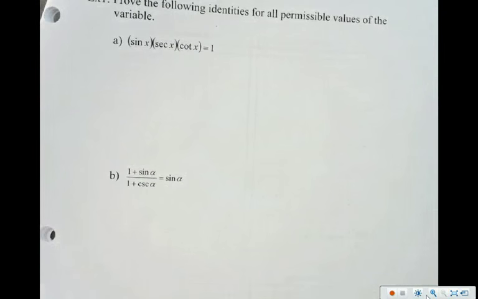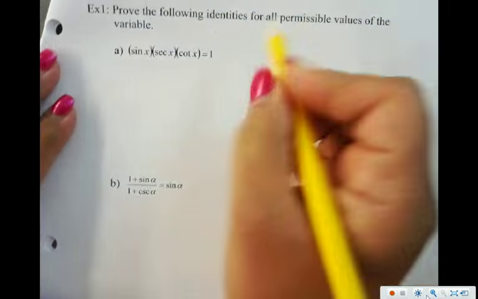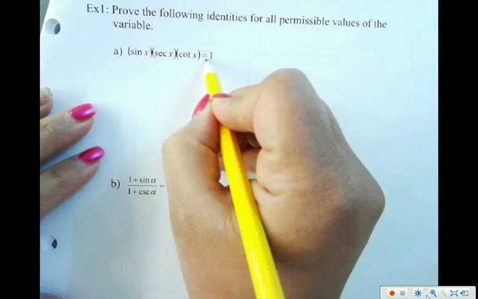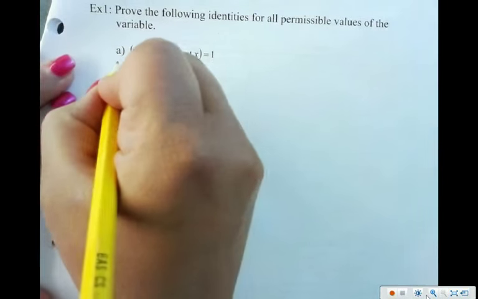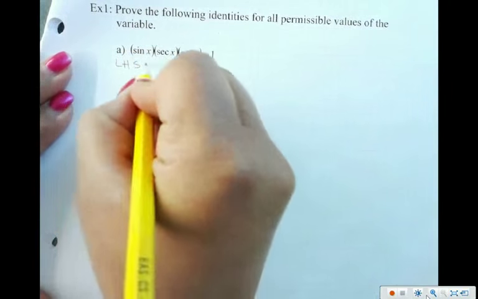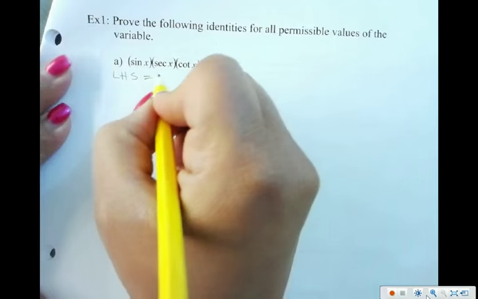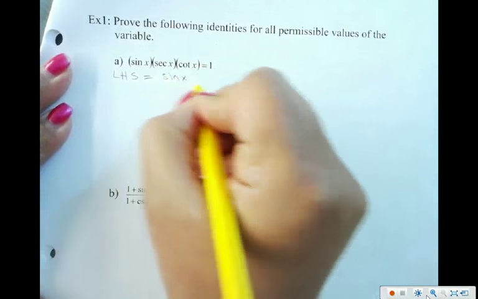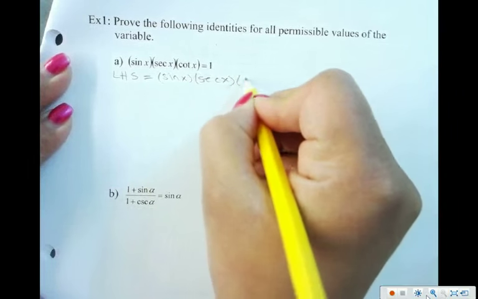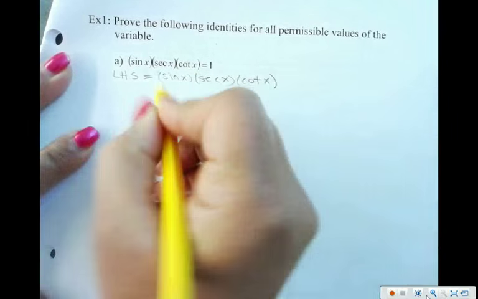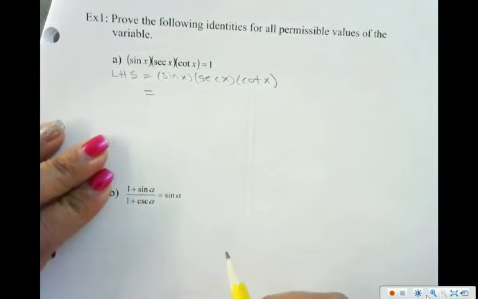Okay, so let's have a look here. Example 1. Prove the following identities for all permissible values of the variable. Well, what's the simpler side? This is the simpler side, right? Which side is this? Right. Okay, so for the left-hand side, let's start by writing the left-hand side is equal to, and then I'm going to copy this: sine x, secant x, cotangent x. And then I'm just going to work on the left-hand side.